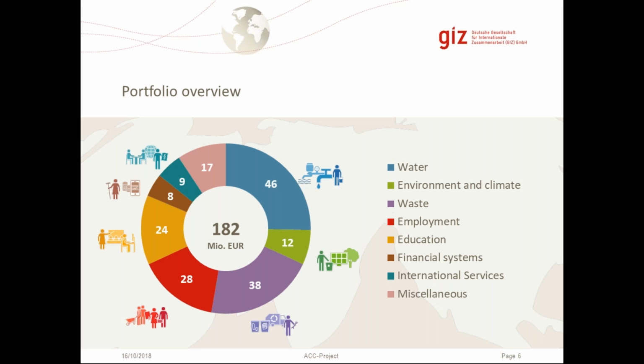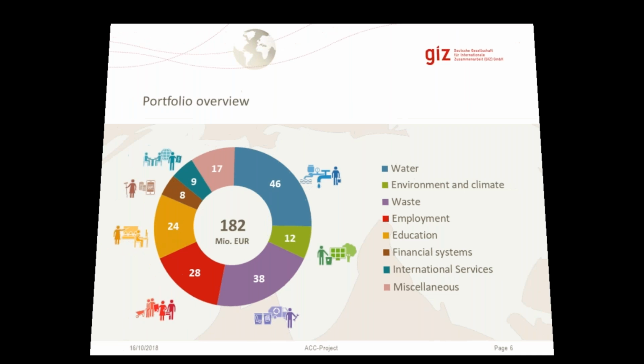As you can see, around 46 billion are going in the water sector. And the second is the solid waste management. And we are also active in employment and in education. So this is just to brief you where we are active here in Jordan.